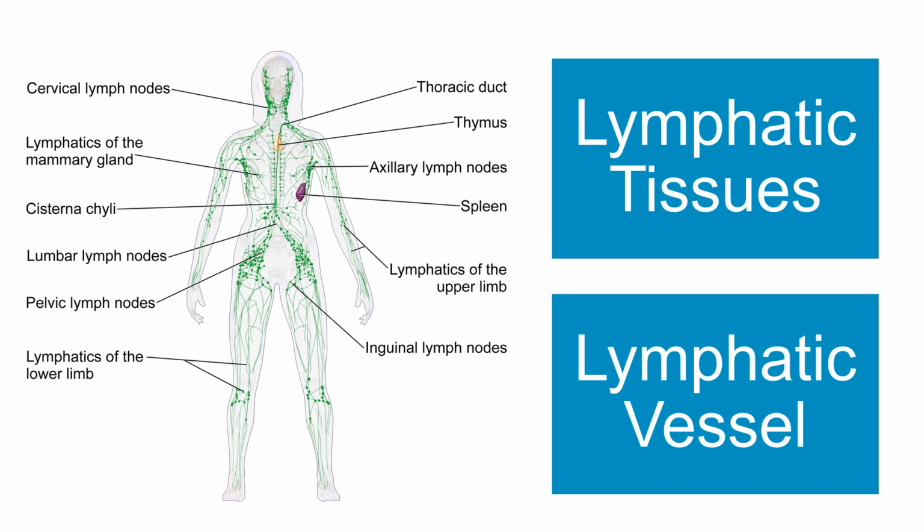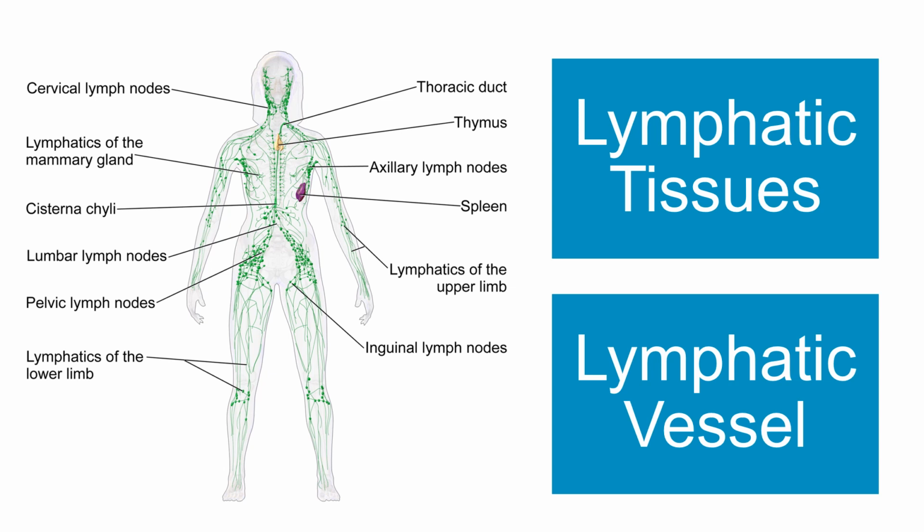The lymphatic system consists of lymphatic tissues and lymphatic vessels. Lymphatic tissues are rich in lymphocytes and accessory cells such as macrophages and reticular cells. The lymphatic tissue includes the lymph nodes, nodules, spleen, tonsils, adenoids, and the thymus, an organ in the chest that is particularly large during infancy.